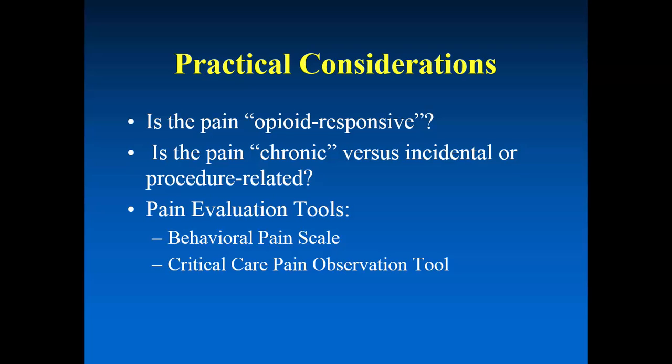From a very practical perspective, and this is something that I use frequently on the floors, I determine whether the pain is opioid responsive or not. Because if I know that the pain is opioid responsive, even if it's for a short period of time, I know that that particular opioid can be used in my armamentarium, and that the issue may be more around dosing of that medication or timing of it. The other question I ask is whether the pain is chronic versus incidental, occurring when a person moves suddenly, or whether it is procedure related.